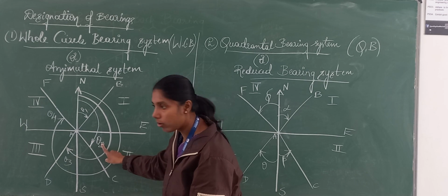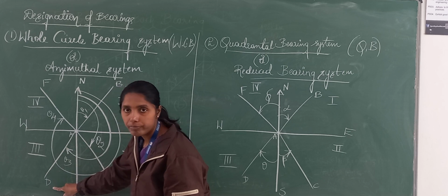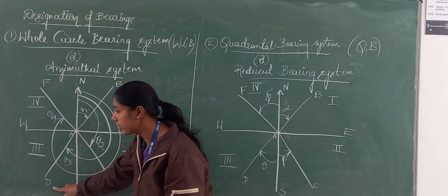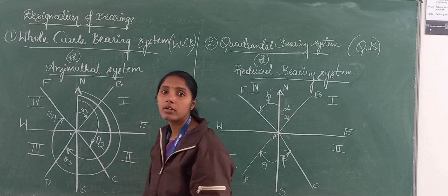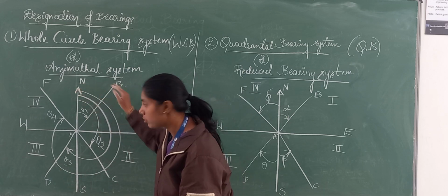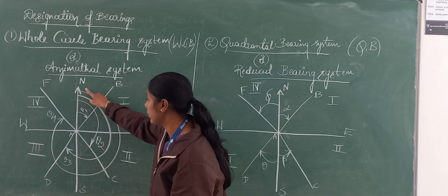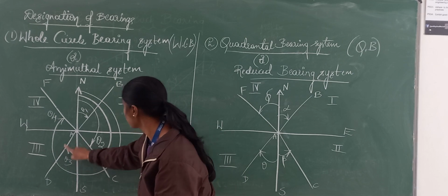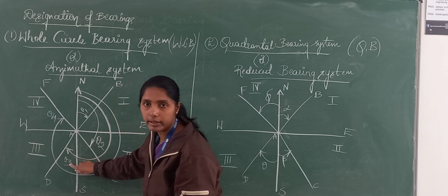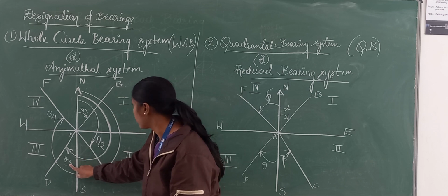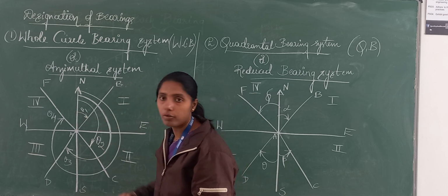Here we have one more line in the third quadrant, the line AD. Here also, for the measurement of the bearing of the line AD, we again measure from the magnetic north towards the line AD. See, our line is in the third quadrant. From the magnetic north towards the line, this angle is theta 3. And the last line, AF, is in the fourth quadrant.